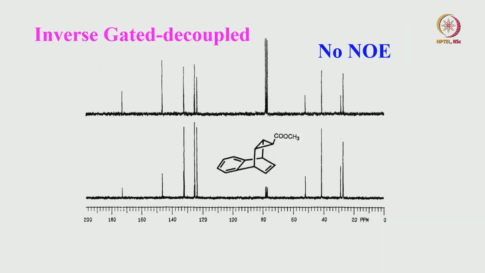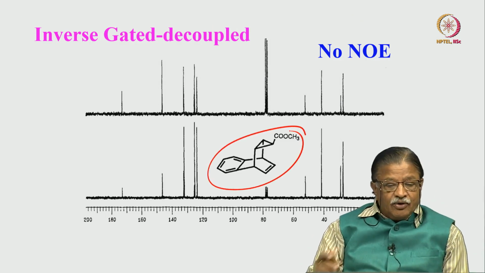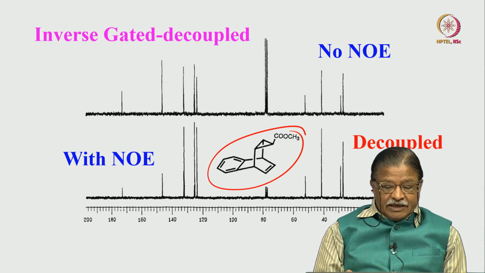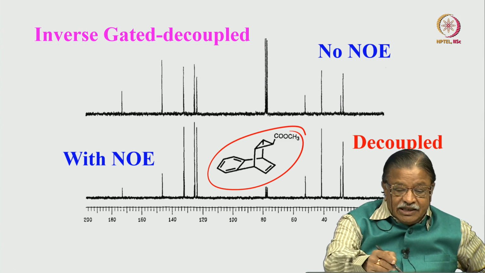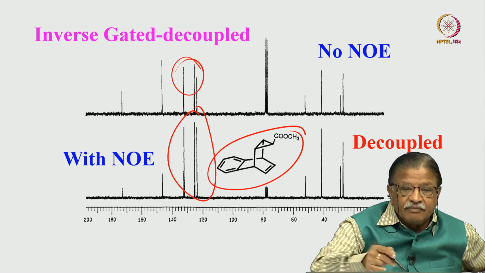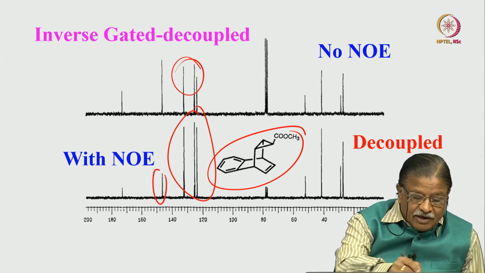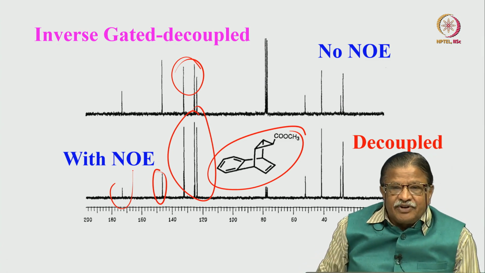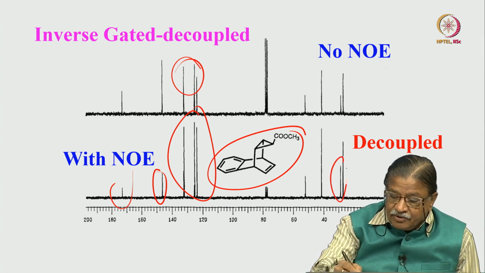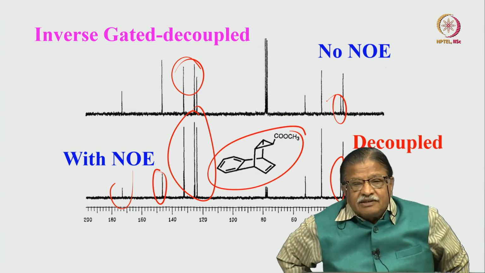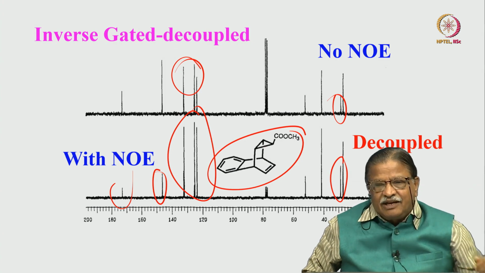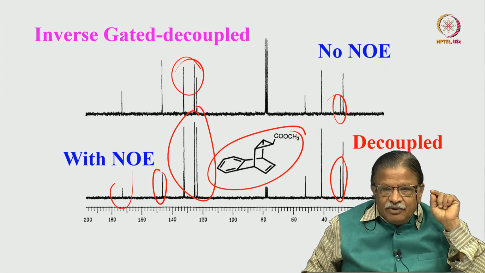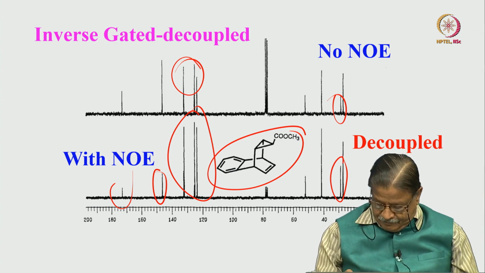And this is with inverse gated decoupling for another molecule, just to compare with no NOE, and this is decoupled with NOE. Where do you see the effect? You see the effect here. Look at this peak. Look at this peak. Enormous gain in the intensity. This is all because of NOE. So this is the way we can enhance the signal intensity of carbon by doing decoupling with NOE.